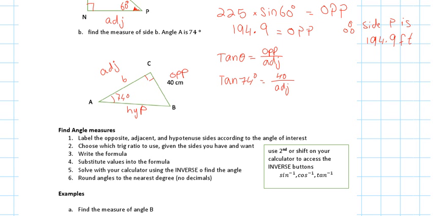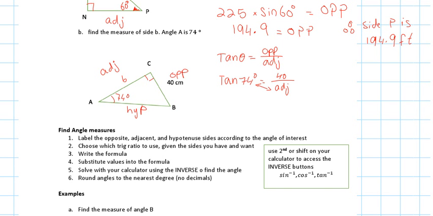So what happens here, what do I do? You can't bring the 40 over, no, because 40 is on the top. So bring the tan 74 to this side, so it becomes division. How about the adjacent? So here's what happened. There are two steps to this, but you can make it into one step. What you need to do is just change the spots of the adjacent and the tan 74.